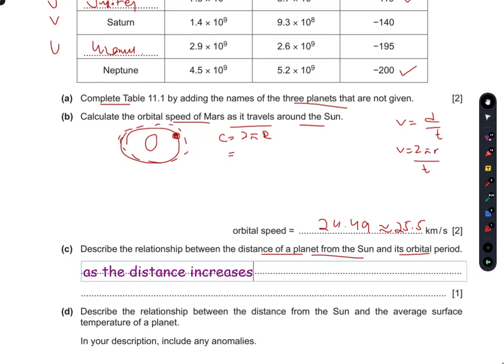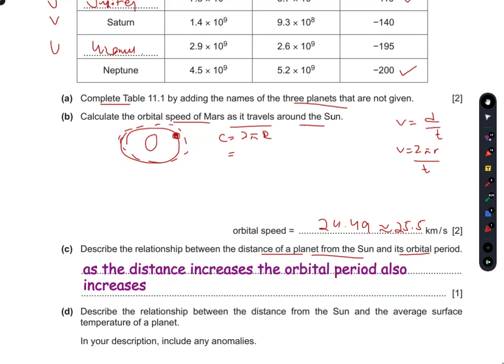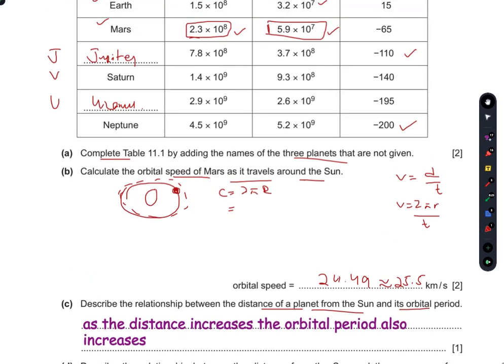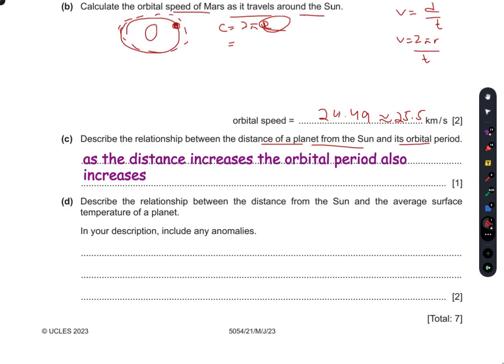As the distance increases, the orbital period also increases. So this trend is definitely followed here. The greater the distance, the greater is the orbital period, because greater is the value of r here. So last part D.